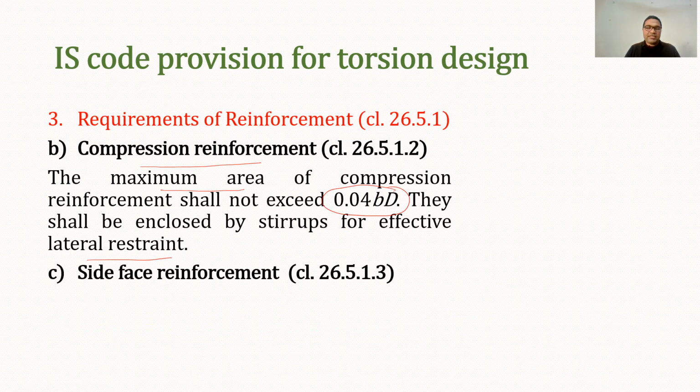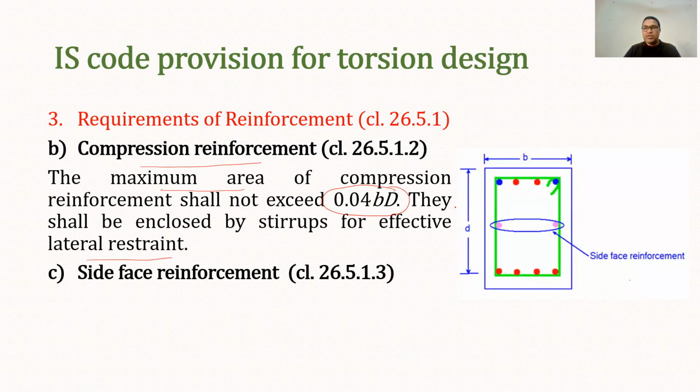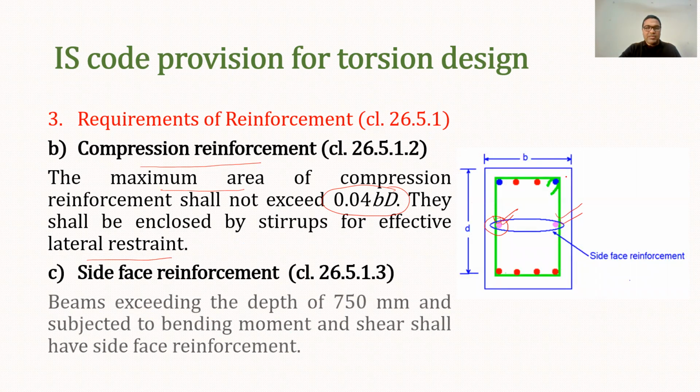Similarly, the next requirement is the provision of side face reinforcement. Now, what is side face reinforcement? That we will see here. Side face reinforcement is generally provided when the depth of the beam exceeds a certain limit. Then we provide reinforcement on the sides also. If we provide reinforcement on this face, we also need to provide it on the other face. So we provide equal reinforcement on both faces. If we provide two bars at this face, we have to provide two bars at this face also. That is the basic requirement.